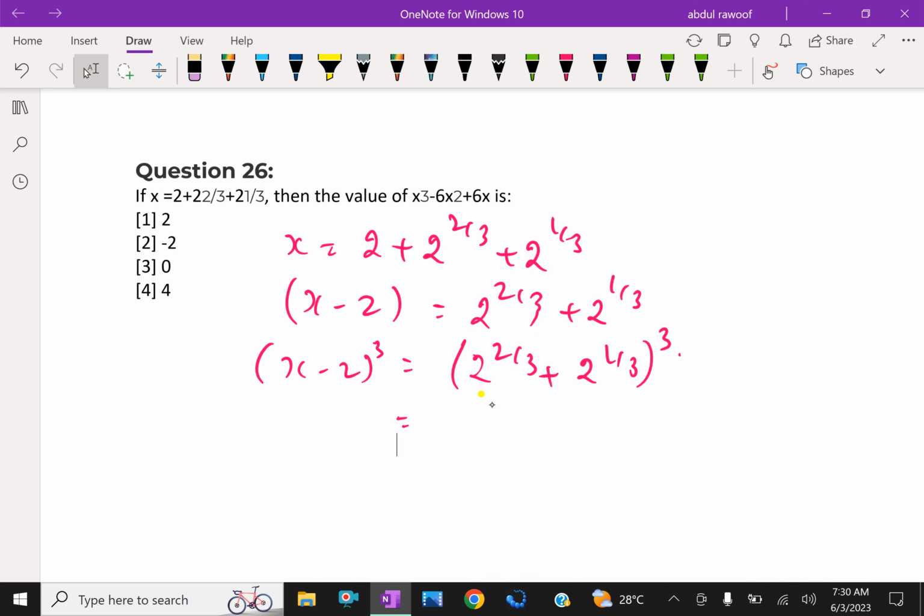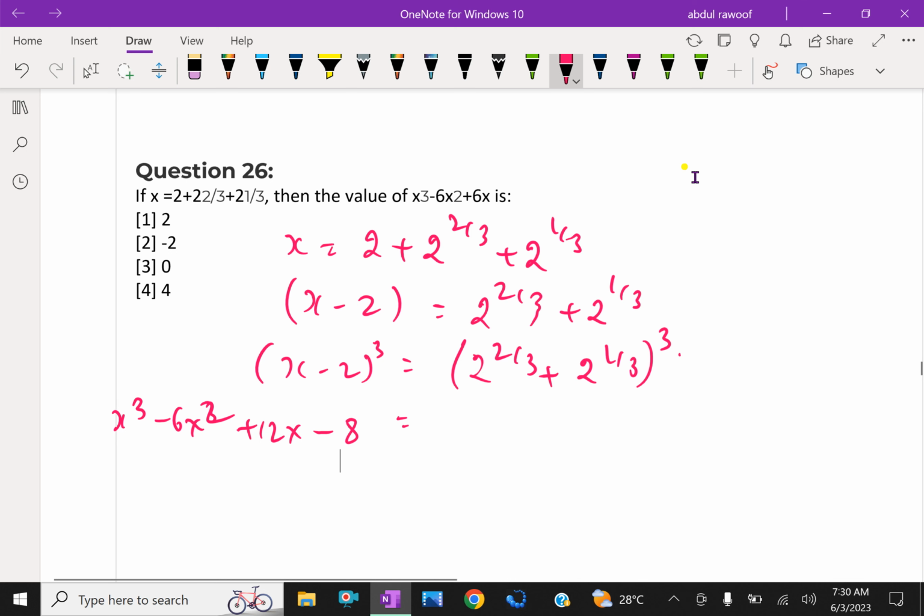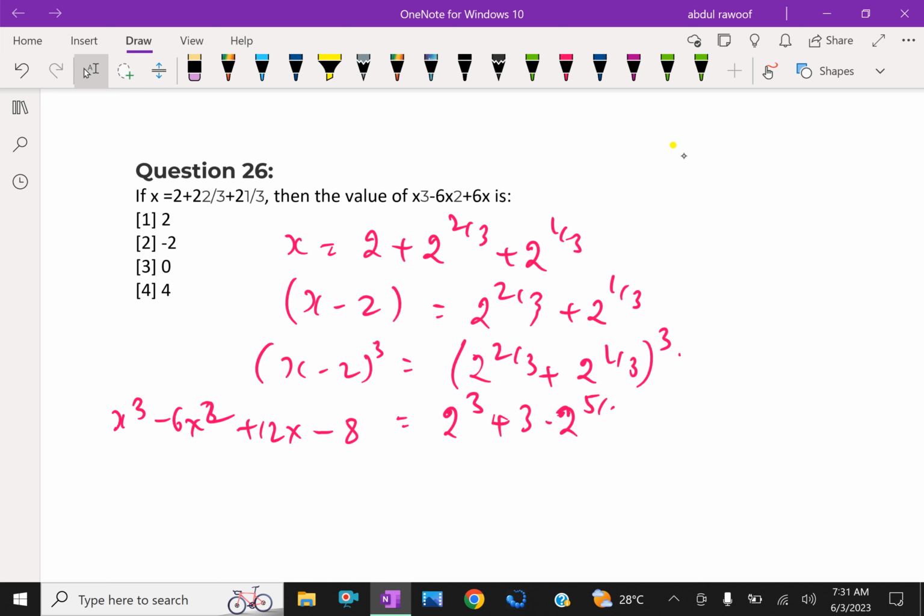This side, (x minus 2) whole cube is x cube minus 6x squared plus 12x minus 2 cube, which is 8. This side is the same expansion: (2 power 2 by 3 plus 2 power 1 by 3) whole cube is 2 square, that is first cube, plus 3 into 2 power 5 by 3, that is 3a squared b, plus 3ab squared, into 2 power 2 by 3 plus 2.